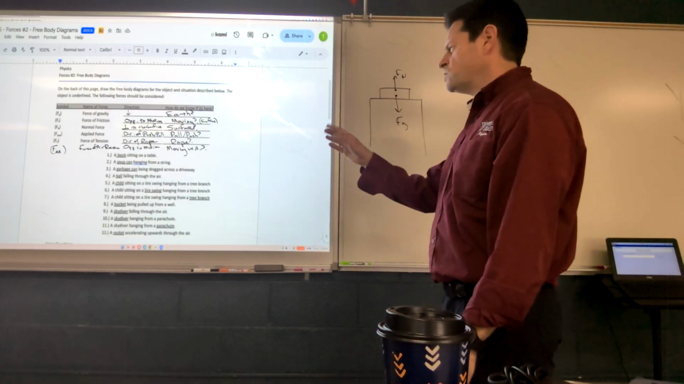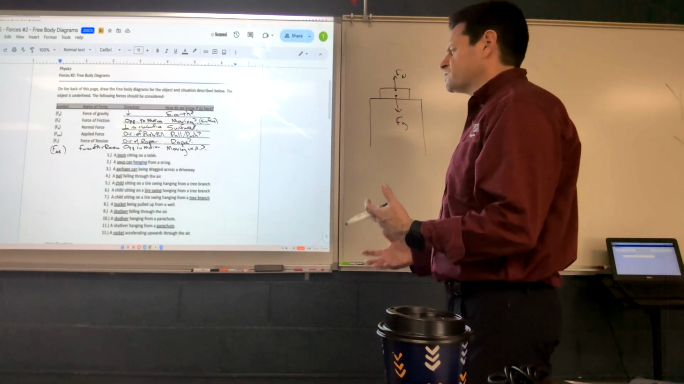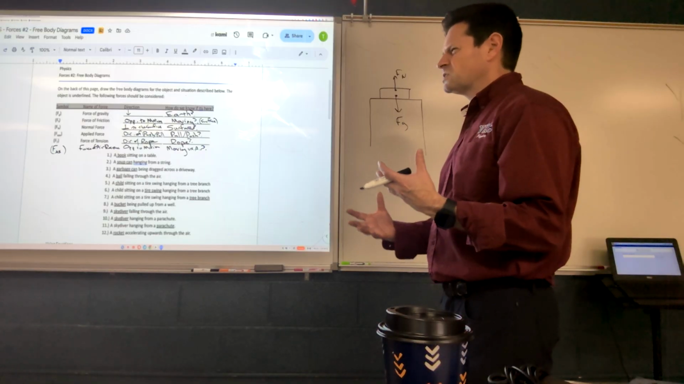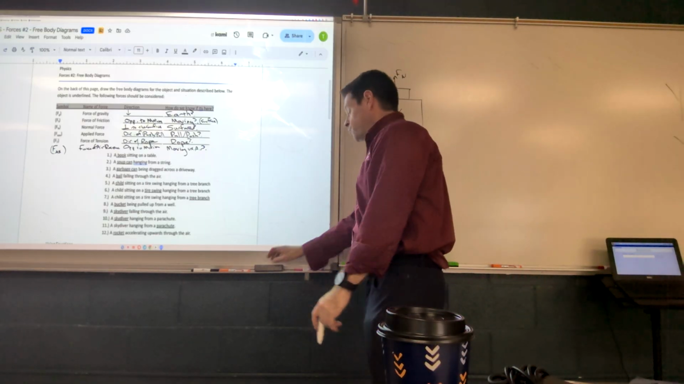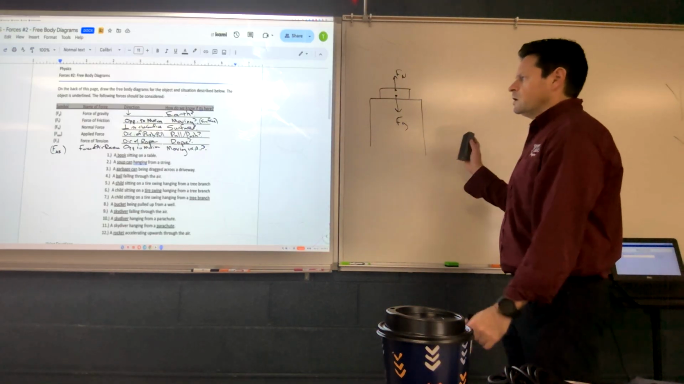So wind resistance or air resistance is something we really have to look at on a case-by-case basis. Like, do I think this is going to be important here? And I don't think it's going to be important for this book sitting on a table. All right, so this one is done.